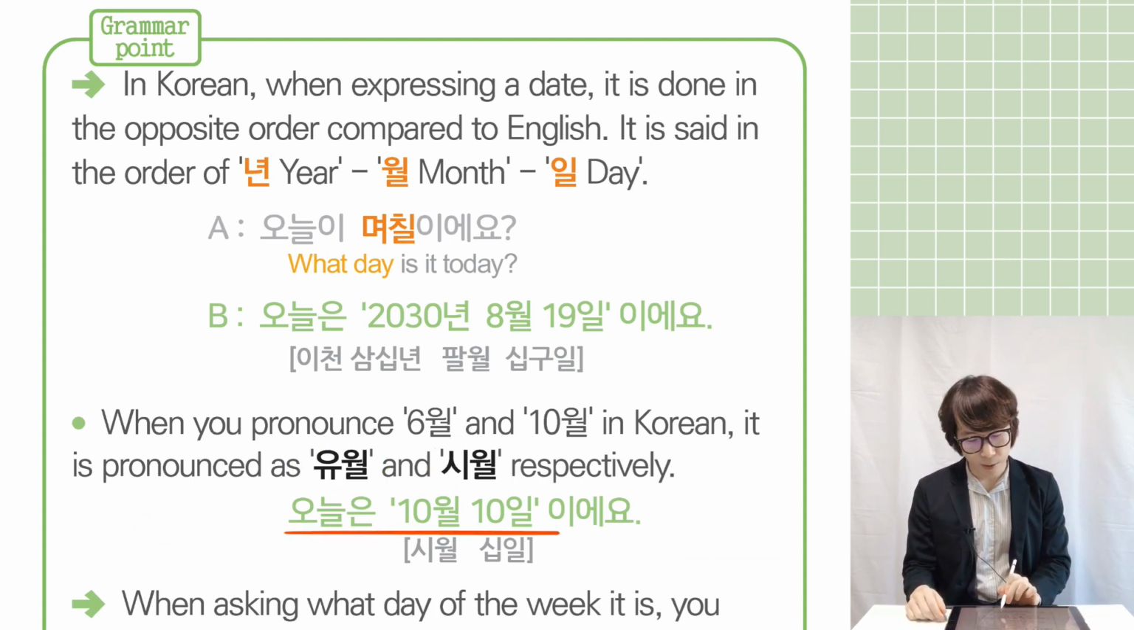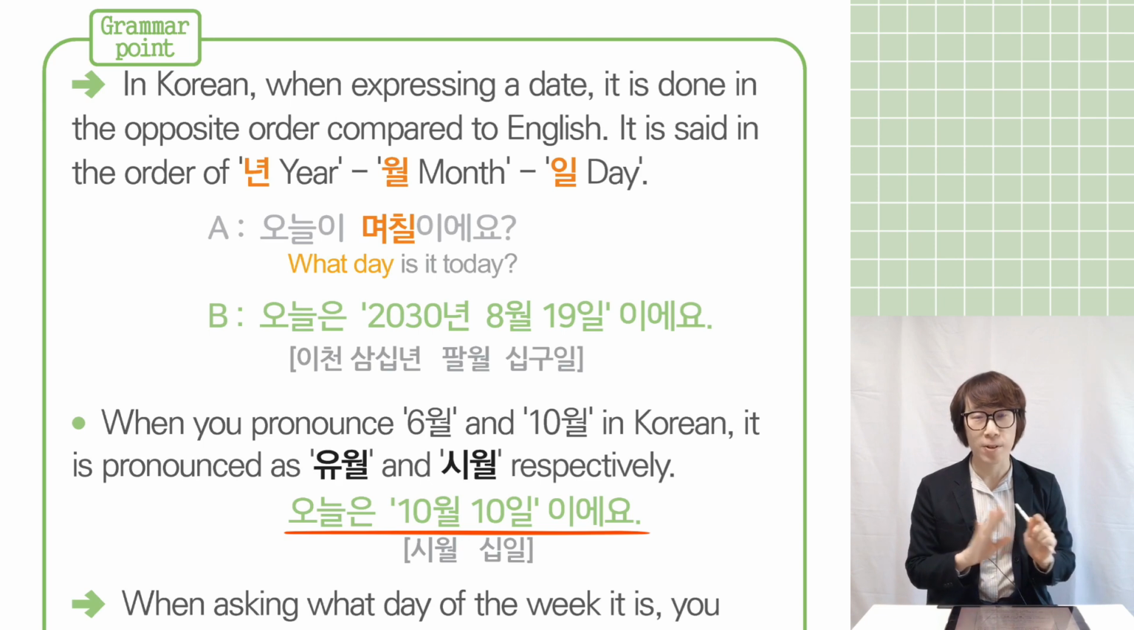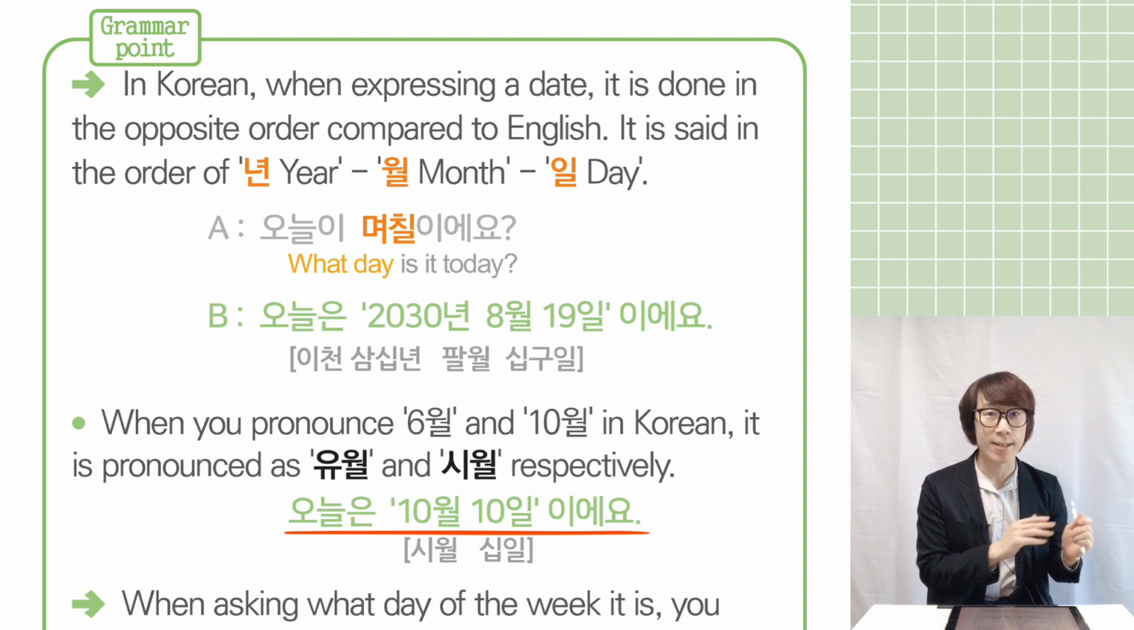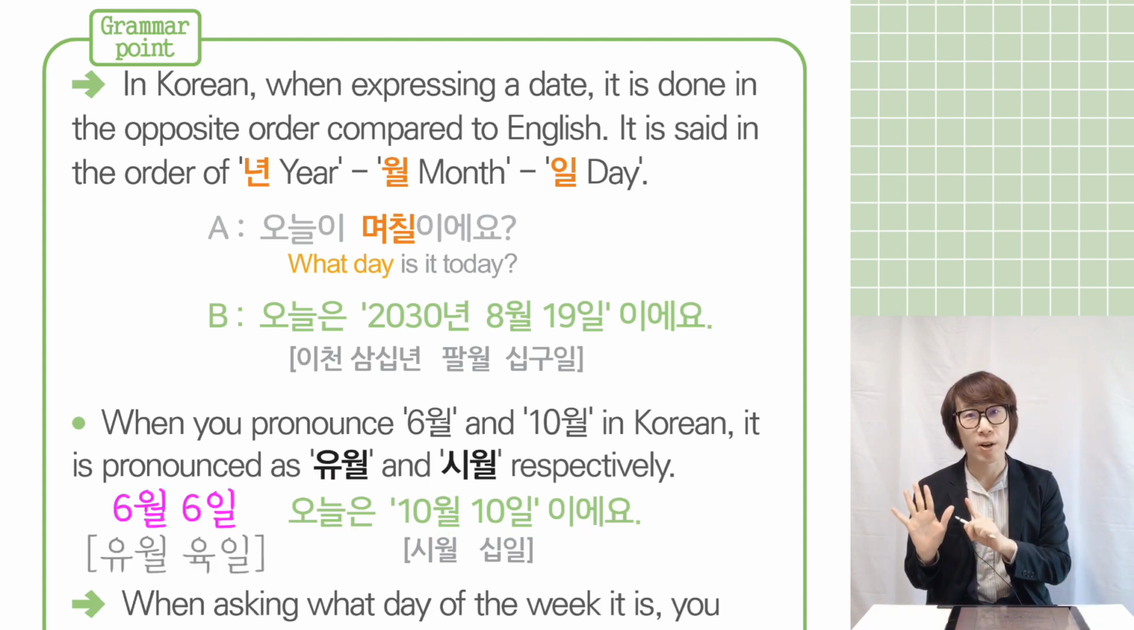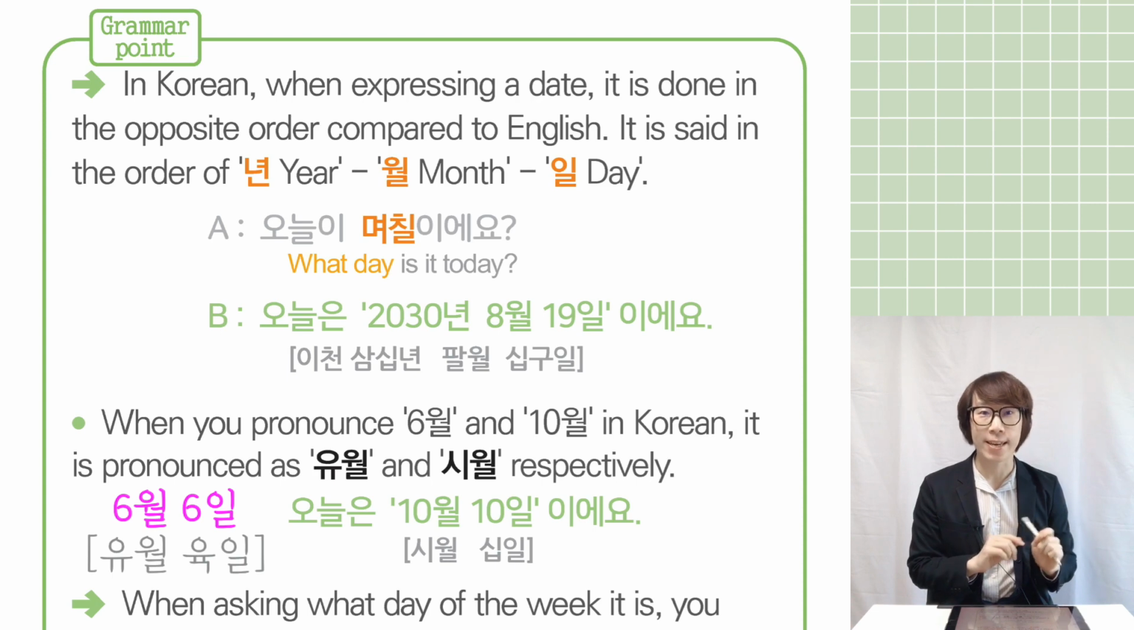Example, 오늘은 10월 10일이에요. You see, only October, 시월, and then the date is 십일, so different. Same as the 6th of June, 6월 6일이에요, you can say.